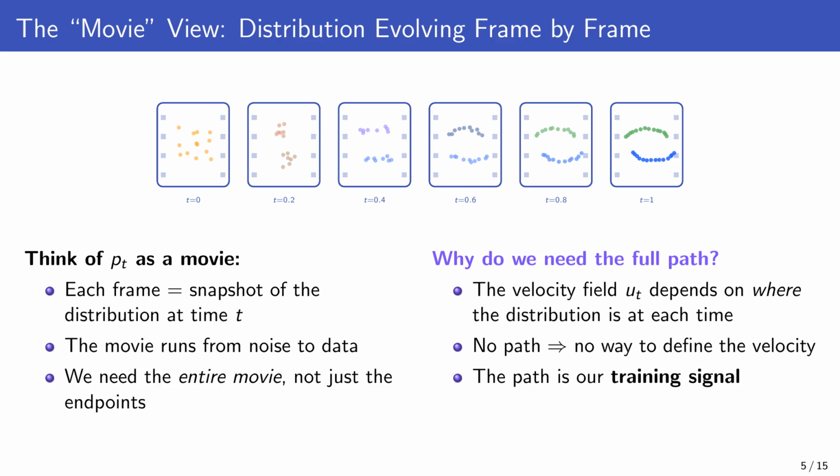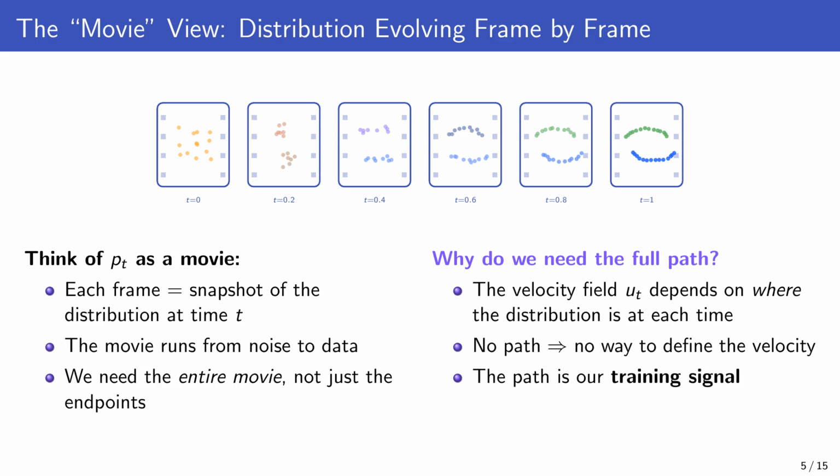Why do we need the full movie and not just the endpoints? Because the velocity field ut, the thing we want our neural network to learn, depends on where the distribution is at each moment in time. If we only knew p0 and p1, we would not have enough information to define ut at intermediate times. The probability path is what gives us a training signal. At any time t, we can say where samples should be and what direction they should be moving.